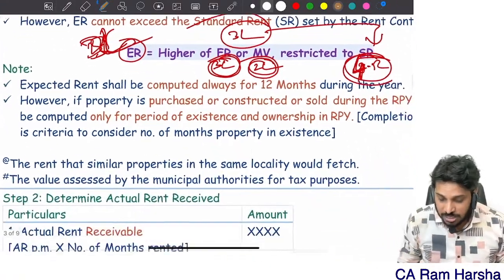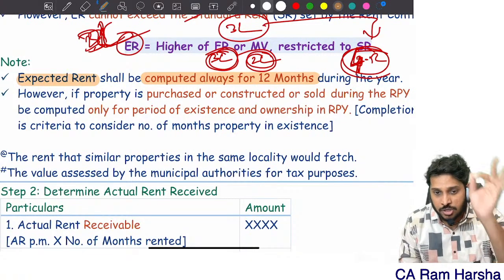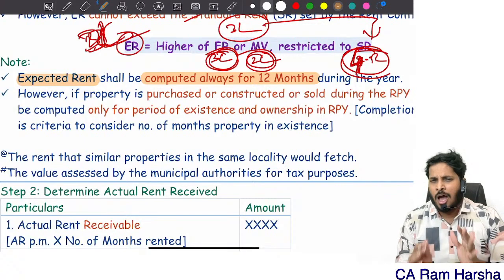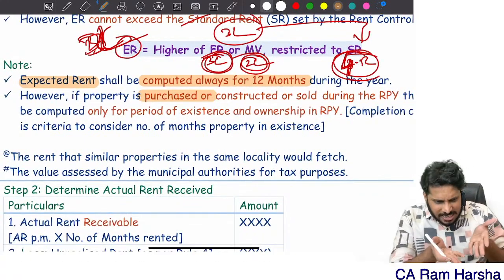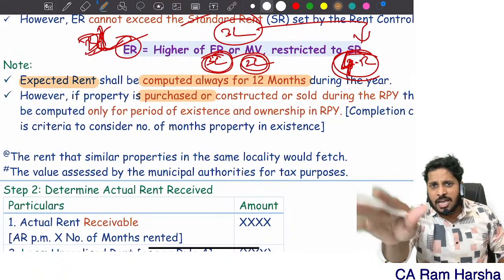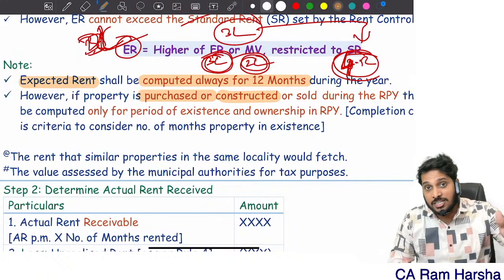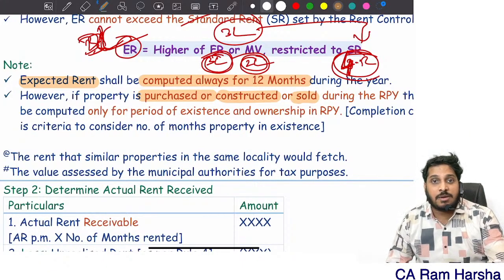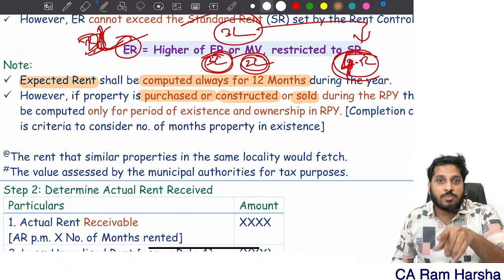Most important observation. Expected rent shall be computed always for how many months? 12 months. Very important. However, sir, I purchased the flat in the current year only, on October 1st. First 6 months I am not the owner. The seller sold the property on 30 September. I am owner of the property in the current year for 6 months only.